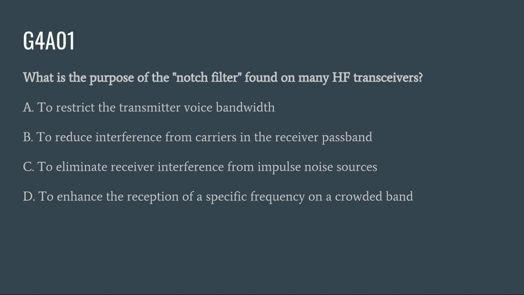G4A01. What is the purpose of the notch filter found on many HF transceivers? A. To restrict the transmitter voice bandwidth. B. To reduce interference from carriers in the receiver pass band. C. To eliminate receiver interference from impulse noise sources. Or D. To enhance the reception of a specific frequency on a crowded band. Correct answer is B. To reduce interference from carriers in the receiver pass band.